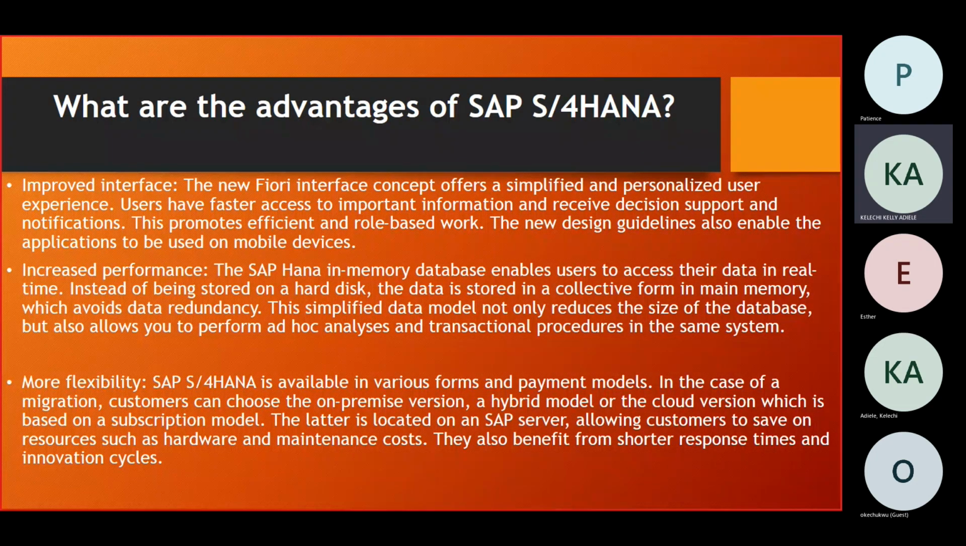Increased performance. Of course, SAP S/4HANA is an in-memory database, which enables users to access their data in real time. So when they ask you what are the changes between the two, Okechukwu said he went for an interview and they were telling him one of the major changes is the interface. Another change is the performance. It runs on an in-memory database, unlike ECC that runs on the hard drive. This runs on the RAM of the system. So it's an in-memory database.